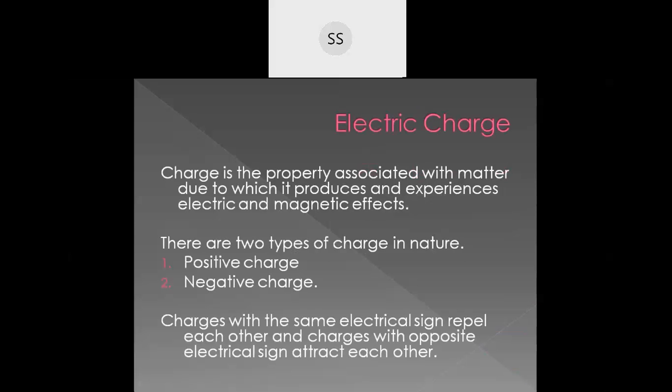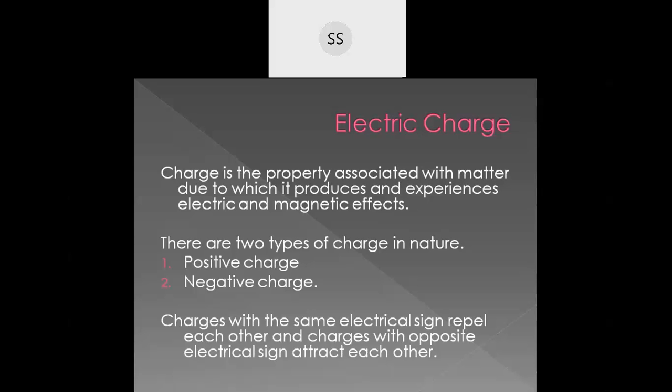When a charge is at rest, it produces an electric field around itself, right? And when the charge moves in order, then it produces current or current electricity, right? And when the charge moves with a velocity, it produces around itself a magnetic field. So due to charge, the matter produces electric and magnetic effects.